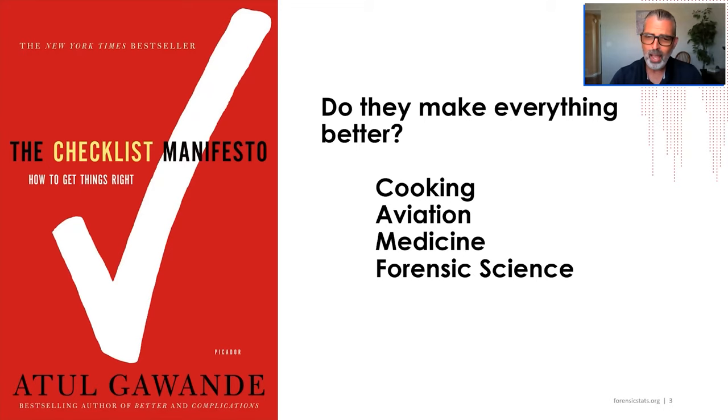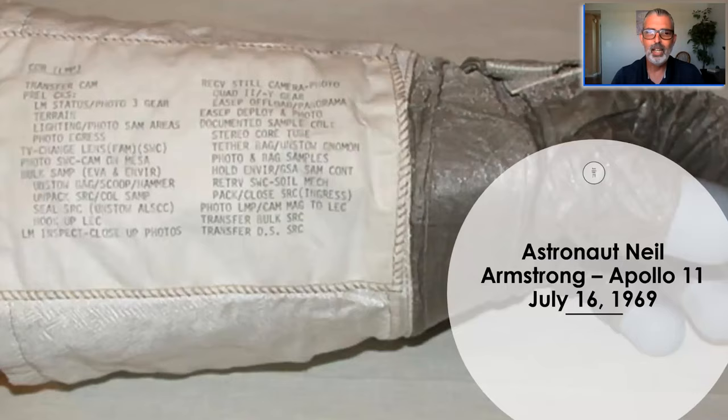And so I went out on an image search thinking, let me find a few examples of a checklist in aviation. And I found one that I think is just really compelling. This is Neil Armstrong's glove from Apollo 11. And on that glove is a checklist for what to do when he exits the spacecraft. I think that is just fascinating.